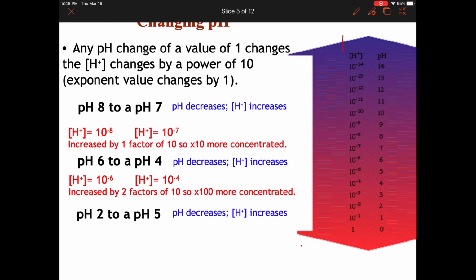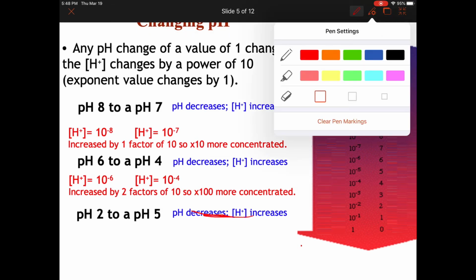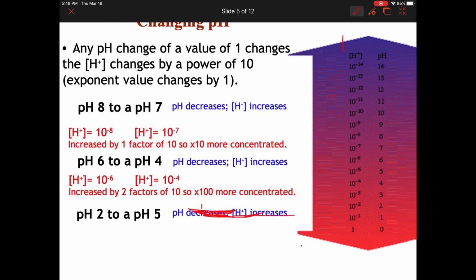And then lastly, we're going to do a pH of 2 to a pH of 5. So if our pH is going up, we're getting more basic. Oh, this should say pH increases, H plus decreases, right? Because we're getting more basic. How much more basic? Well, we're changing from 10 to the negative 2nd to 10 to the negative 5th.